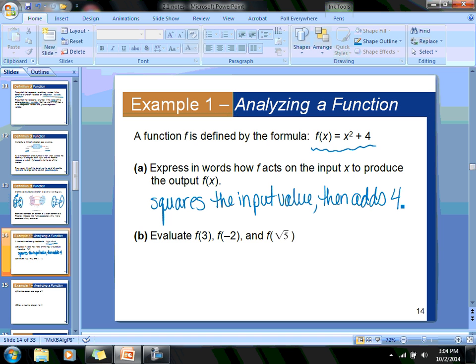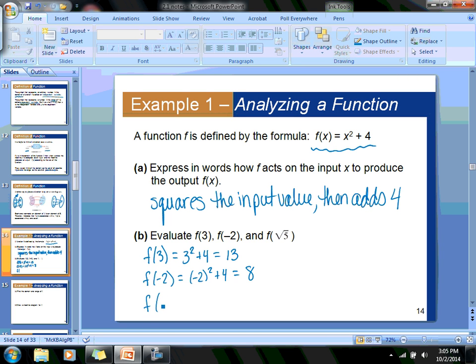So now for part B, they're going to give you some values. They give you f of 3. That means they want you to substitute 3 into that function where the x is. So we'll have 3 squared plus 4. So that's 9 plus 4, which is 13. And it works the same with negative numbers, f of negative 2. Remember though, if you're squaring a negative number, the negative goes with the number when you square it. So negative 2 squared plus 4, that's going to be 4 plus 4, which is 8.